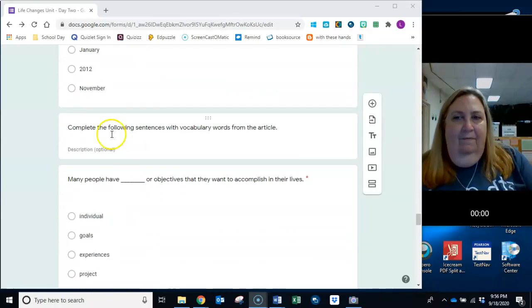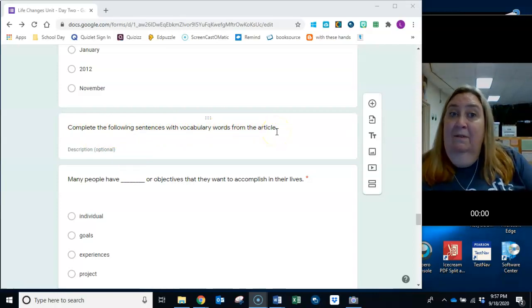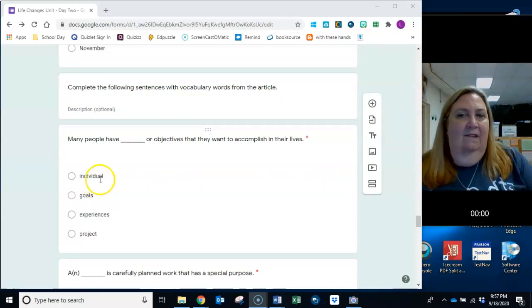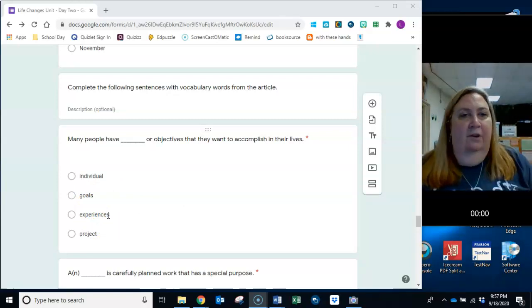all 7 of them. And then it says, complete the following sentences with vocabulary words from the article. And we've already talked about the vocabulary words, so this should not be tricky. Many people have blank or objectives that they want to accomplish in their life. They want to have experiences or objectives that they want to accomplish in your life. We all want to have experiences in our life. Experiences are not always something that we accomplish. A few minutes ago, I experienced drinking some water. That was not a great accomplishment. It's just something that I experienced. So while that makes a little bit of sense in that sentence, it's not the best answer.